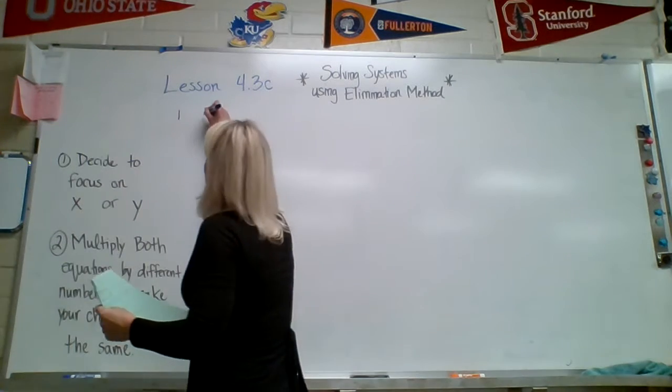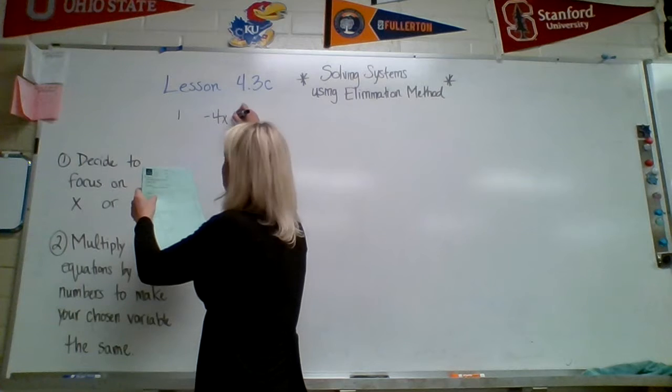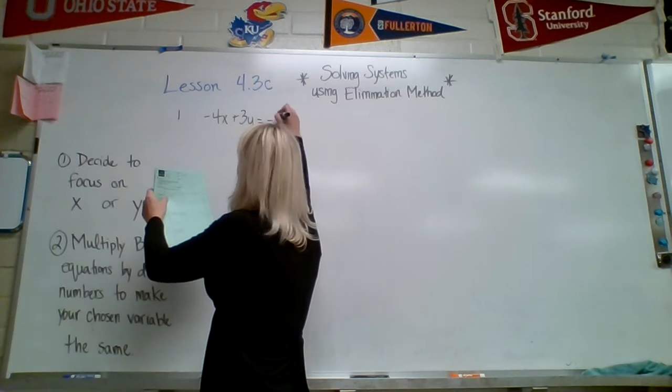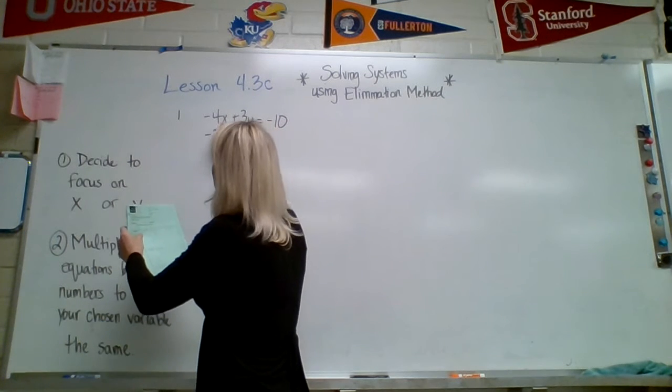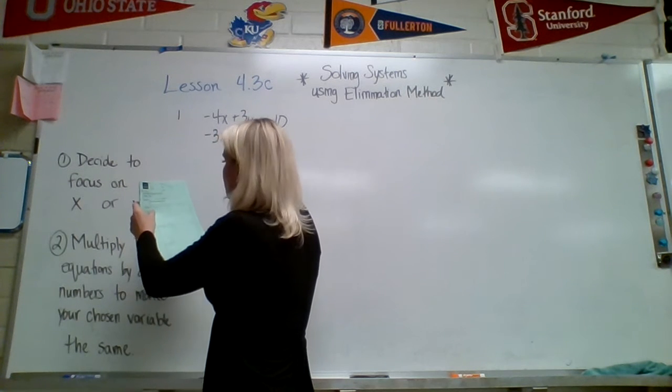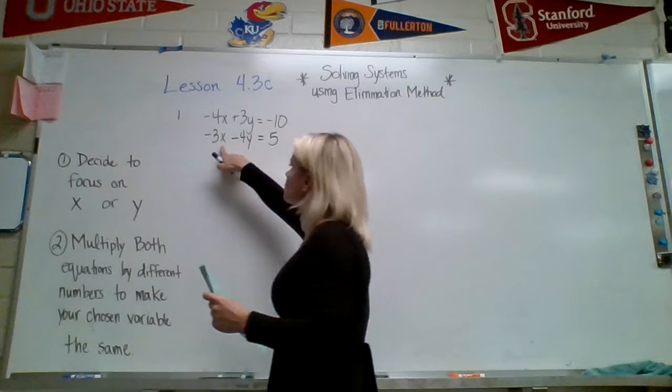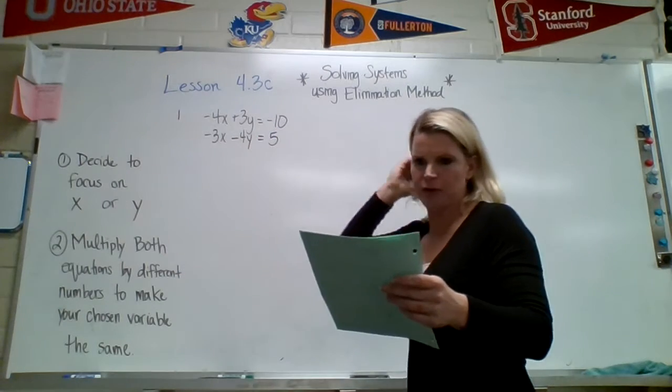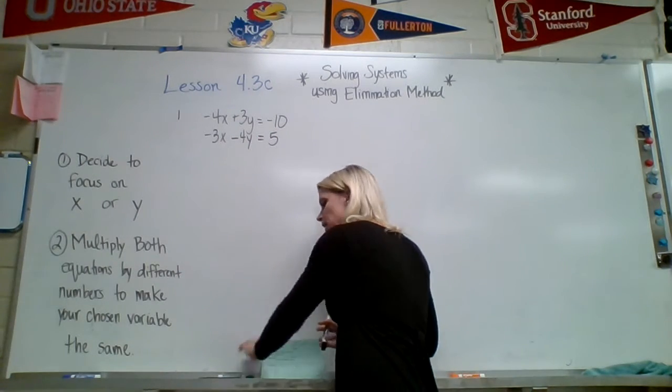I have negative 4x plus 3y equals negative 10, and I have negative 3x minus 4y equals 5. So make sure that this is negative 3x on your paper as well. All right, here we go.